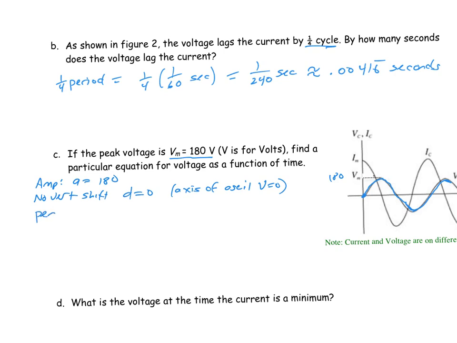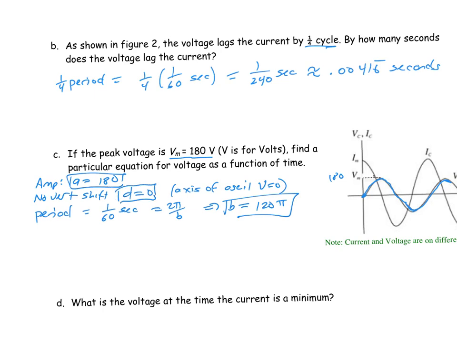And then the period, we calculated the period in the previous example. So that's 1/60th of a second, and we know that that's equal to 2 pi over B. So if we solve this like we did before, B is going to be equal to 120 pi, the same thing we found in letter A. So A is 180, B is 120 pi, and D is 0. So when looking at this graph, we can choose whether we want to use sine or cosine.